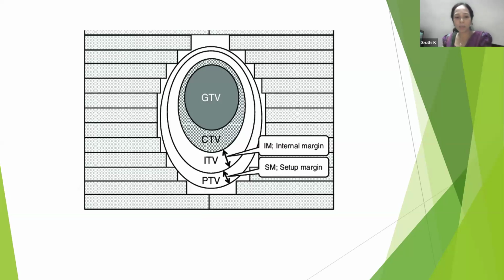So this concept has evolved over time from the 2D era, wherein there was only a GTV and fields were given accordingly, to the present era, wherein you have a GTV, CTV, and a PTV. So this concept is very important: the gross tumor volume, the clinical target volume, and the planning target volume.